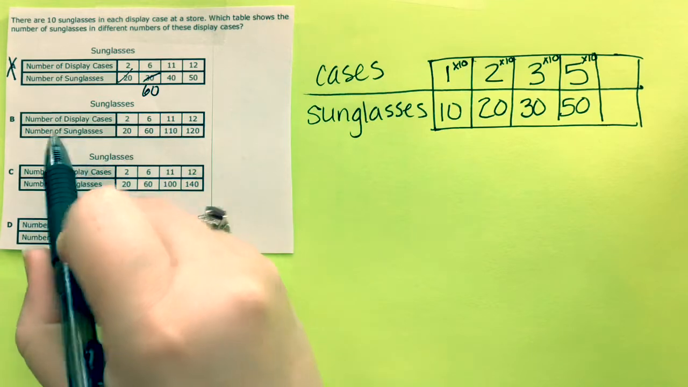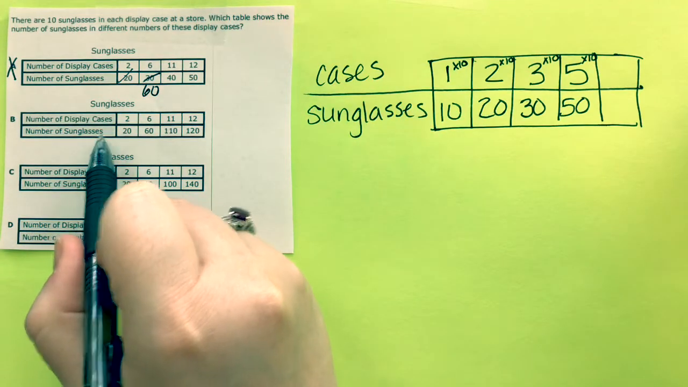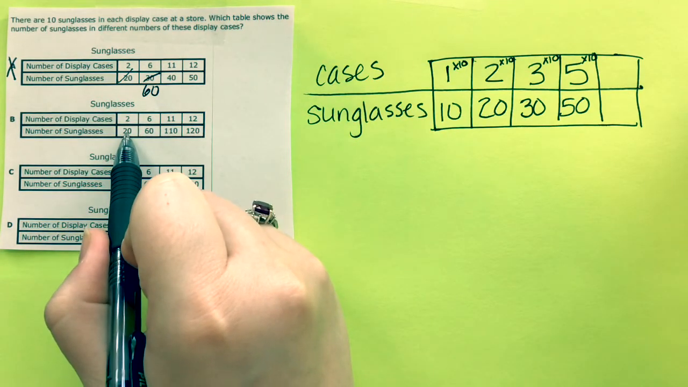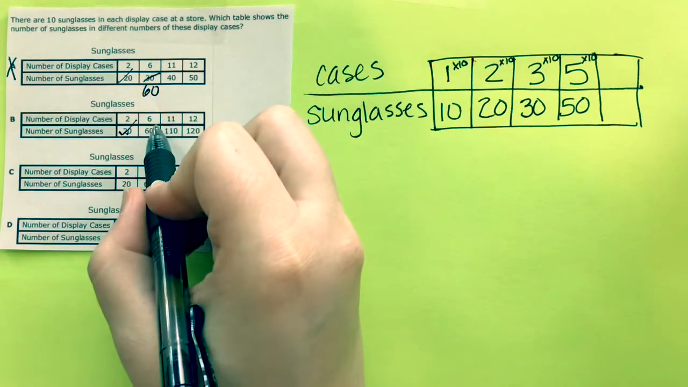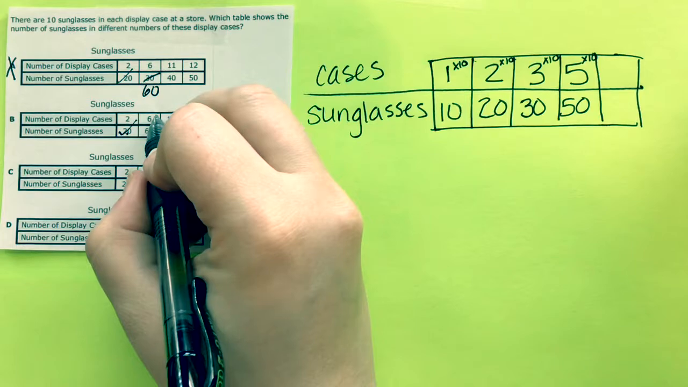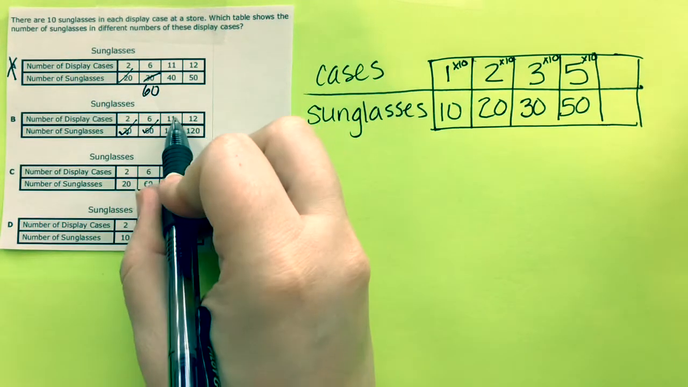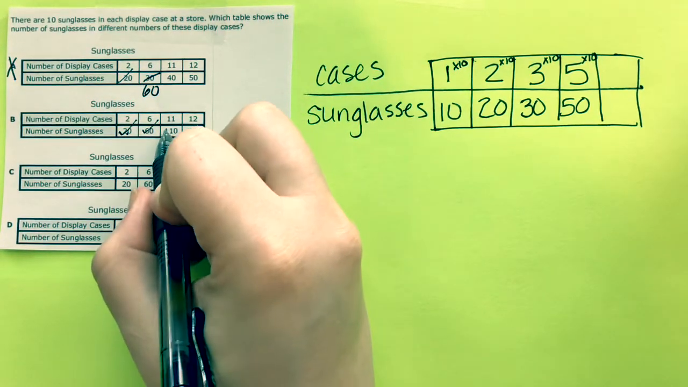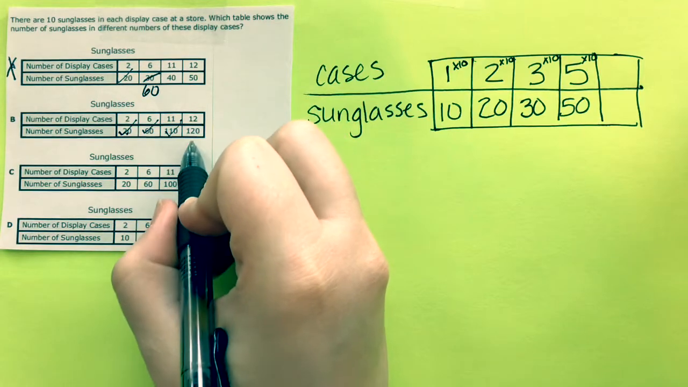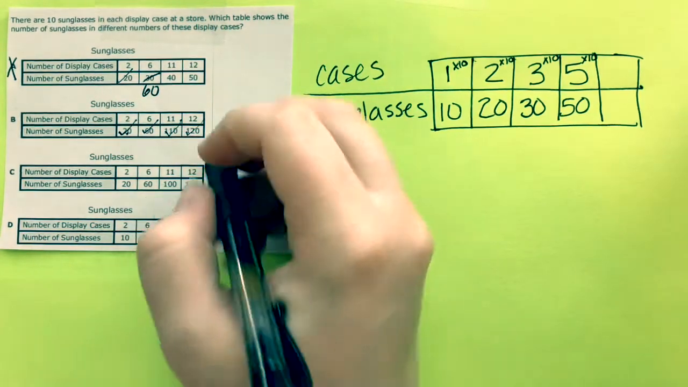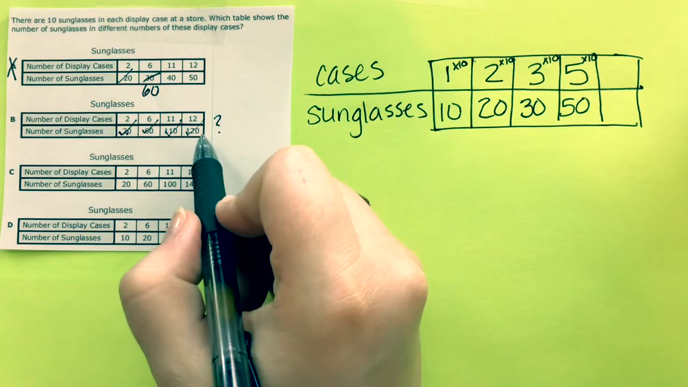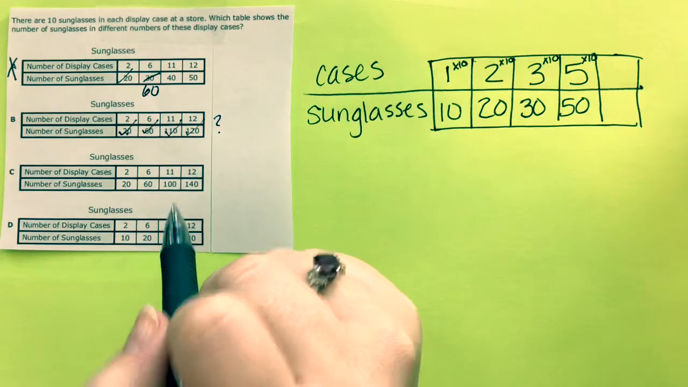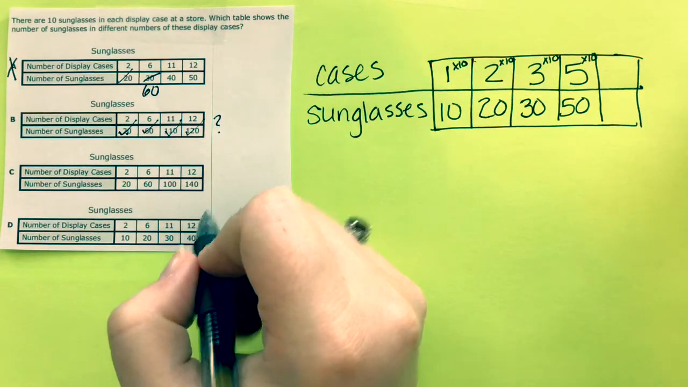Okay. Let's go to B. Display cases again and sunglasses. 2 cases, 20 sunglasses. Well, 2 times 10 is 20. I know that one's right. 6 times 10 is 60. 11 times 10 is 110. 12 times 10 is 120. Well, this one is probably going to be my answer since I know that each one of my cases times 10 does equal my sunglasses. But I need to go through and make sure and check.